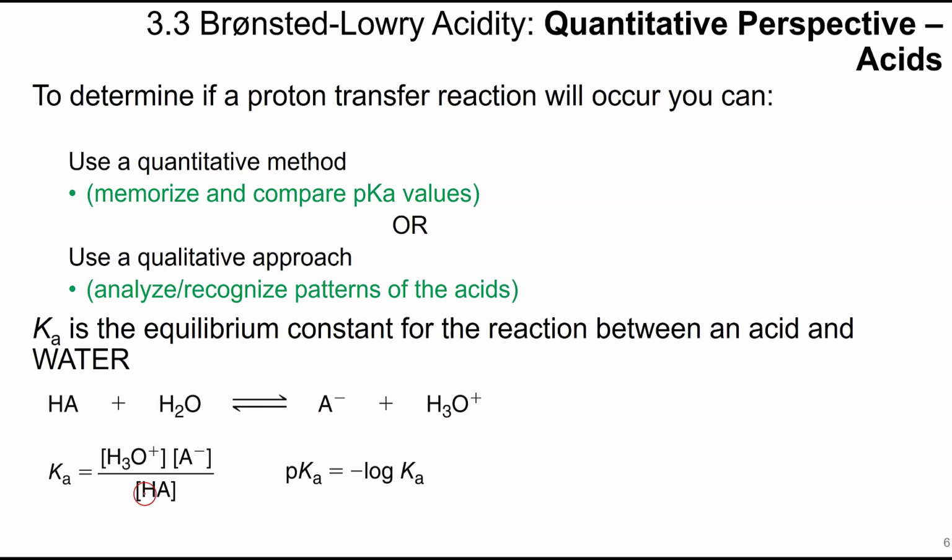And you have the Ka, which is the products over reactants, and then the pKa, which is the negative log of the Ka. So a lower pKa equals a stronger acid. If you have a pKa that is less than 0, that means the Ka is greater than 1, so it's completely dissociating in H2O. Acids with a pKa less than 0 are usually inorganic acids like HI, HCl, HBr.